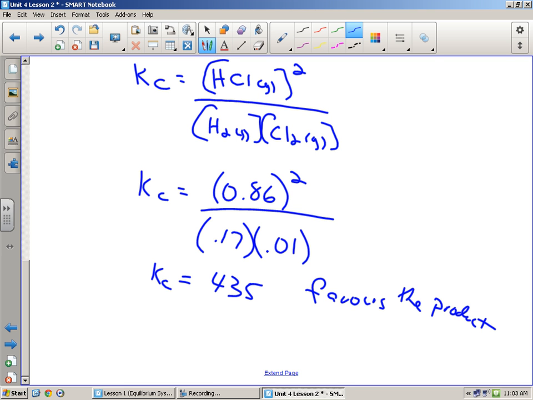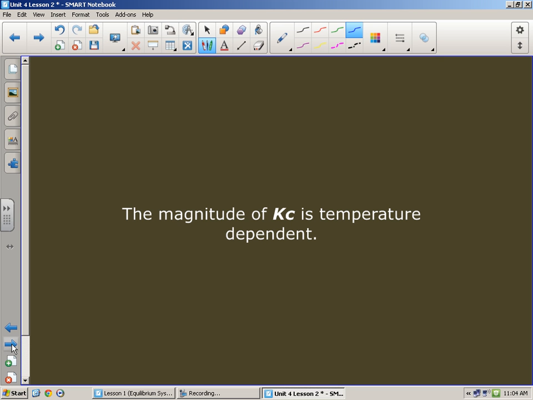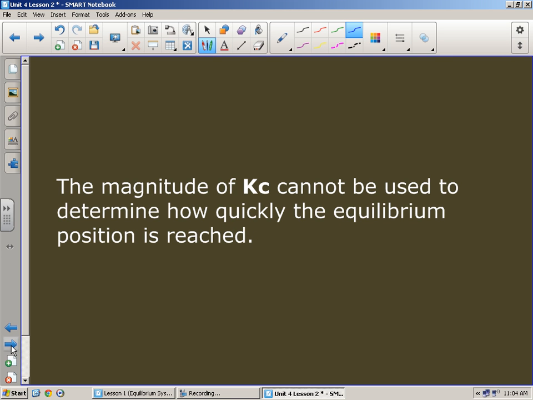So that's combining all the stuff that we've talked about so far. There's a little bit of theory stuff there that you absolutely have to know. But that takes care of all the stuff we've done over lesson 1 and all the stuff we did today as well. Now, a couple things that you will have to know as far as theory goes as well. The magnitude of Kc is temperature dependent. So Kc will change its number based on temperature. We'll get to that eventually.